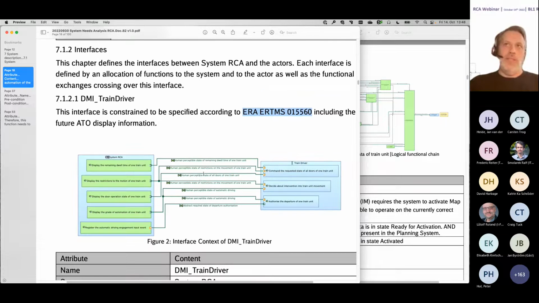One important thing is that we can already state if there are limitations to the design. So for example, we say the interface between the system and the train driver should be done according to the existing DMI standard. Then we indicate it here by a statement, so that we know for the further levels down, we are limited to this scope. We cannot invent something new. We should do it like this.